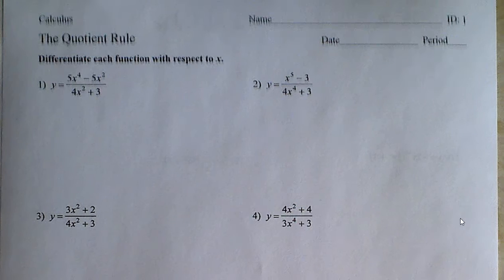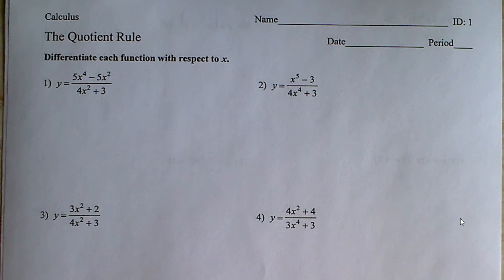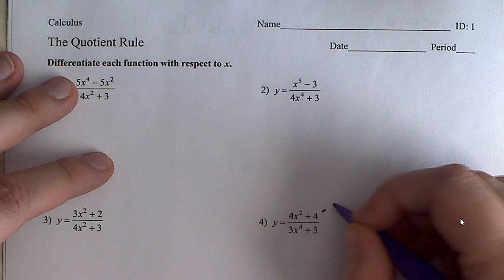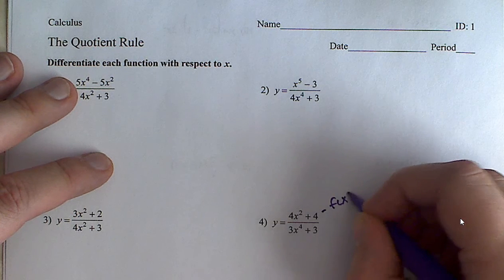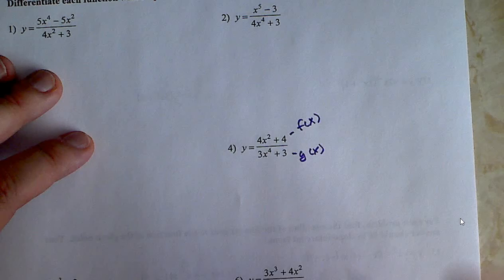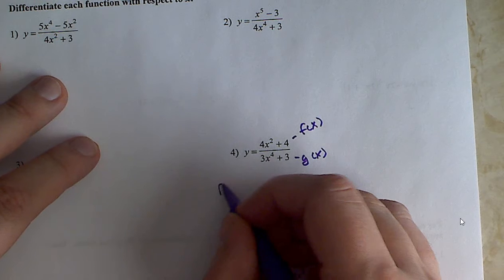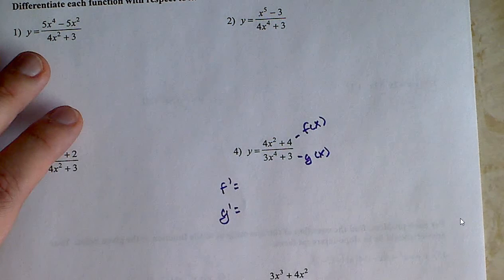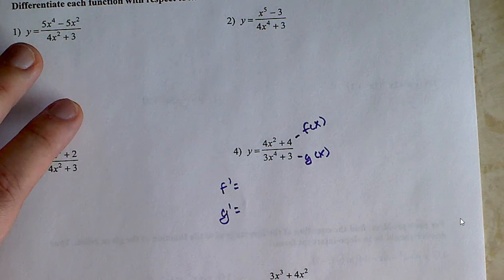So one more from 1 through 6. Let's do question number 4, maybe. So up on top, this is f of x. Down on bottom, this is g of x. So off to the side, I'm going to find out what f prime and g prime are. So f prime, g prime. So Christian, what's f prime?